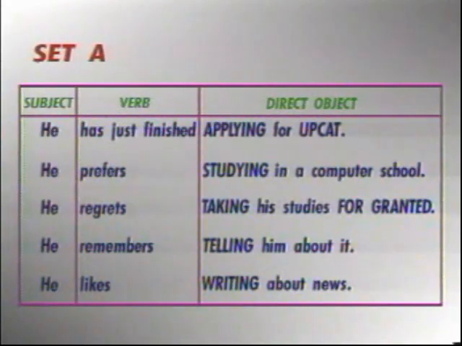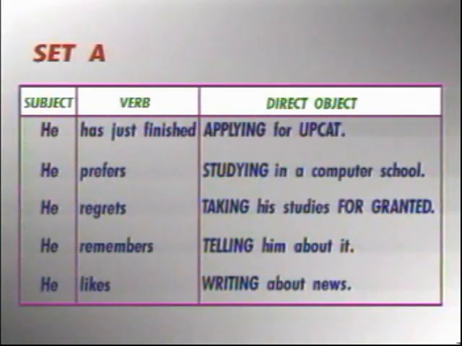He has just finished applying for UPCAT. He prefers studying in a computer school. He regrets taking his studies for granted. He remembers telling him about it. He likes writing about news. Your answer is correct if the sentence pattern that you have is subject plus verb plus direct object.